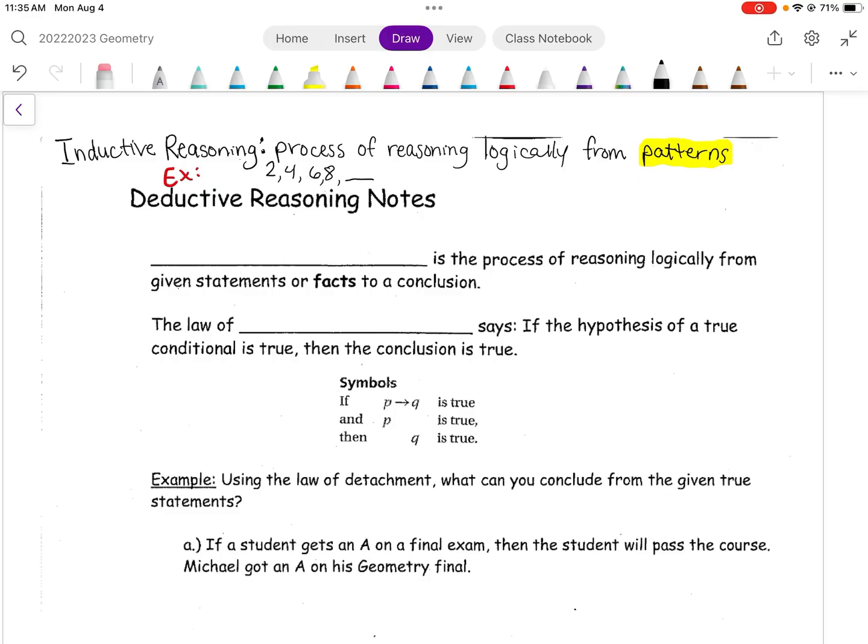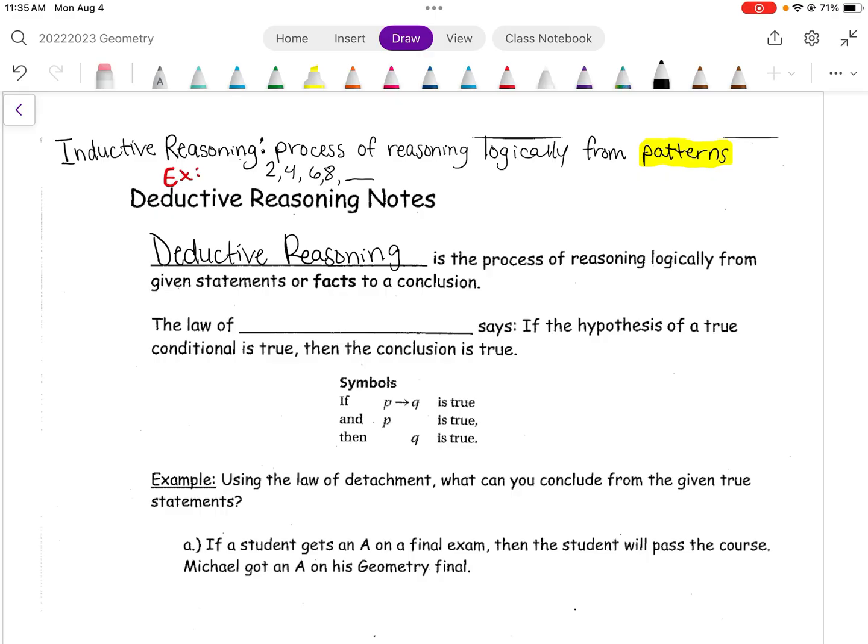So deductive reasoning is kind of the opposite. Deductive reasoning, which we're going to focus on a lot in geometry, is the process of reasoning logically from given statements or facts to a conclusion.